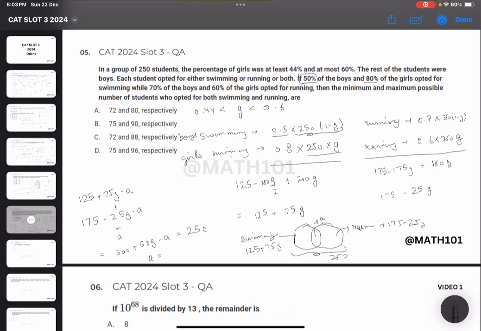So we have A equal to 50 plus 50g. So maximum would be when g is 0.6, which will be 80, and minimum is when g is 0.44, which is 22, plus 50, 72. So the answer is A.